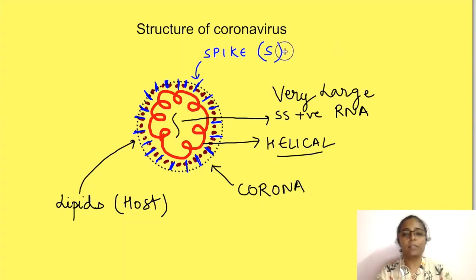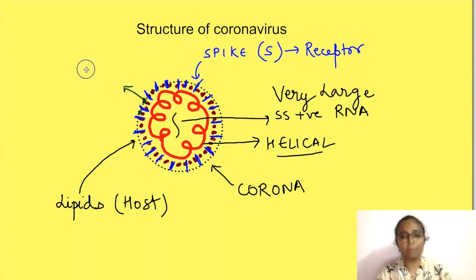This spike protein is the one through which the virus attaches to a receptor, and then the virus and host cell membrane fuse together, causing entry of the viral genome, that is this RNA, into the cell. For more detail on this aspect of the mechanism of action of coronavirus, there will be another video.